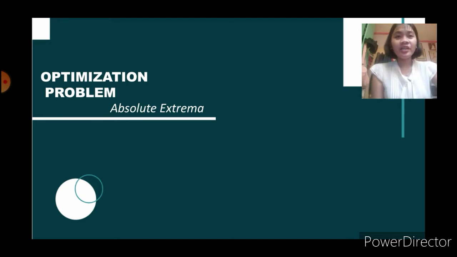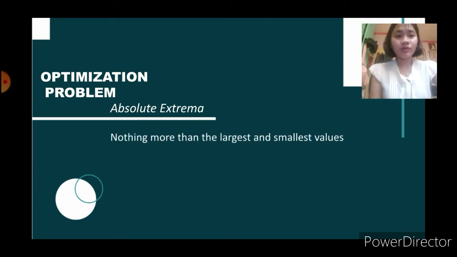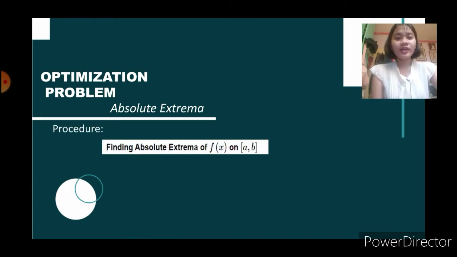So, here is the procedure for finding absolute extrema. Before that, i-explain muna natin kung ano nga ba ang absolute extrema. So, pag sinabi natin absolute extrema, nothing more than the largest and the smallest values. So, tulad ng sabi ko kanina, meron tayong procedure na kailangan sundin.